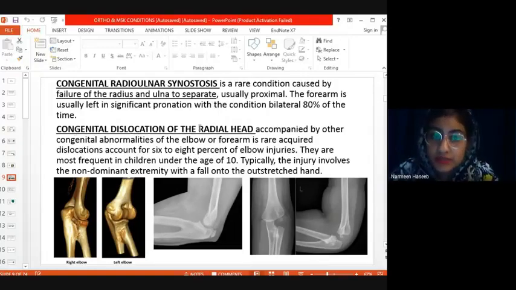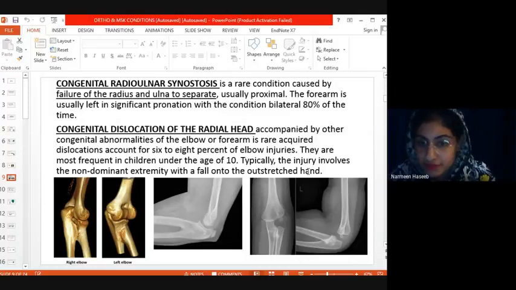Next is congenital dislocation of the radial head, accompanied by other congenital abnormalities of the elbow or forearm. It is rare. Acquired dislocations account for 6 to 8% of elbow injuries. They are most frequent in children under the age of 10. Typically, the injury involves a non-dominant extremity with a fall on the outstretched hand. So this is the dislocation of the radial head, and it is most frequent in children under 10, and the mechanism of injury is a fall on the outstretched hand.